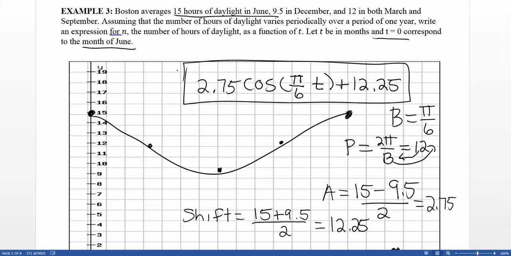Being able to take information from a word problem and assign it to a periodic function is incredibly powerful, because this will help us predict what might happen at a later time. This is something we're going to be doing throughout this course.